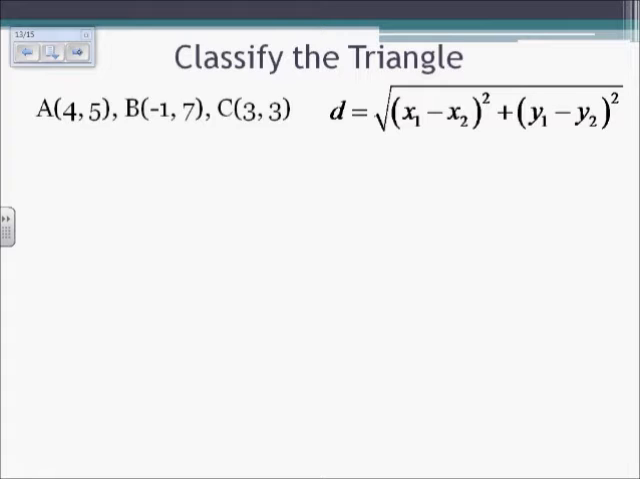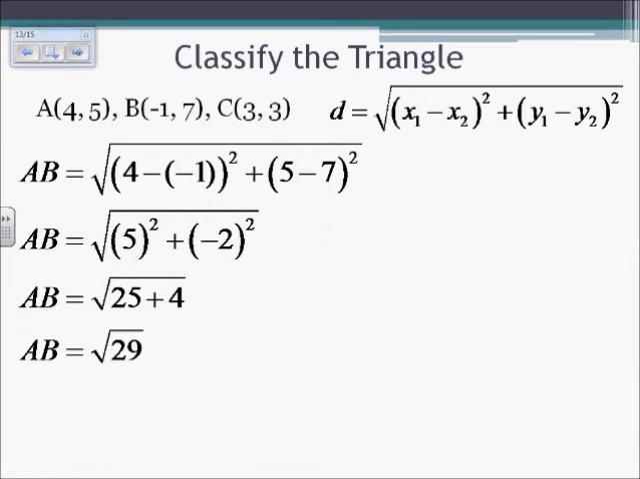Again, the distance formula listed as d is equal to the square root of quantity x sub 1 minus x sub 2 quantity squared plus y sub 1 minus y sub 2 quantity squared. And filling in the information then as we go about it, we know that we can find that AB is the square root of 29. Expediting the process, we can also state after solving that BC is equal to 4 square root of 2, and AC is equal to the square root of 5.